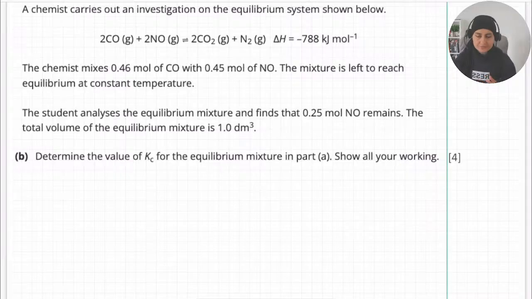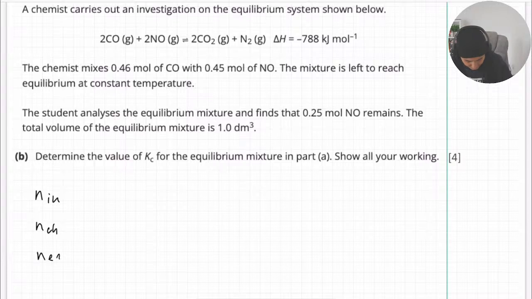And for this type of question, we need to use the ICE table. I stands for initial, C is change, E is equilibrium moles. So let's do that. I would write down initial moles, change in moles, equilibrium moles, and equilibrium concentration.